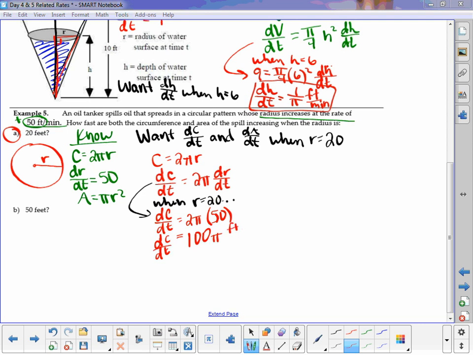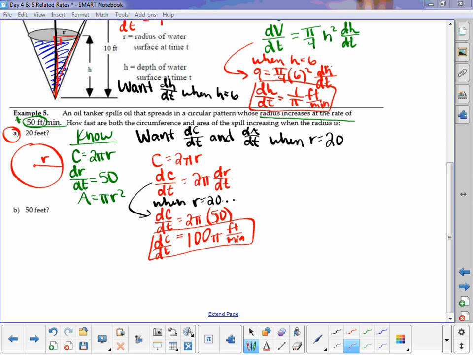Oh, this is a big circle. That makes sense because it's an oil tanker. Yeah. Did we get our dC/dt was 100 pi? Yes. Now, before I move on to area, what do we notice about our dC/dt equation? What is it lacking?